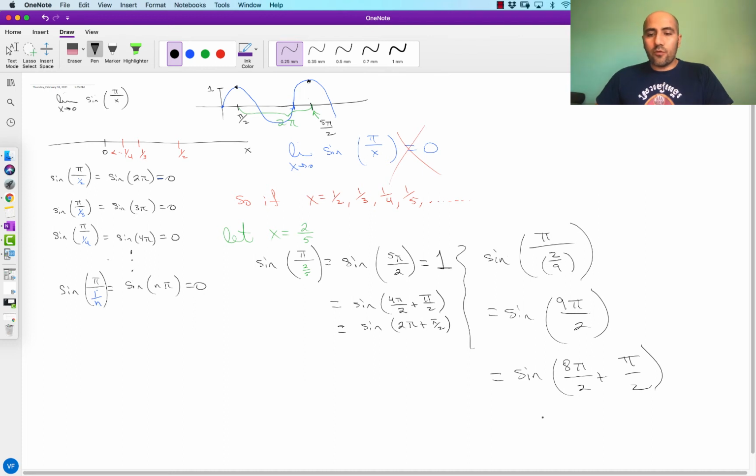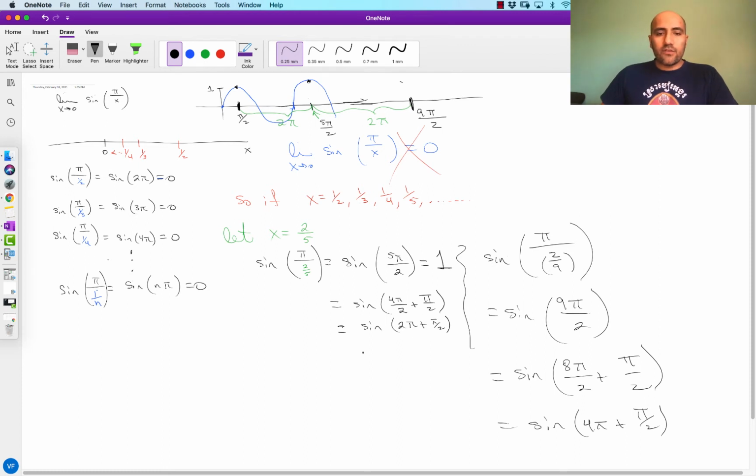And this is equal to 4 pi. This is sine of 4 pi plus pi over 2. Right? So that's this same thing. We start here at pi over 2, and now we're going to add another multiple of 2 pi, and that'll get us to another point that's going to be equal to 9 pi over 2. And I can tell that that's also going to be another case where the output is equal to 1.